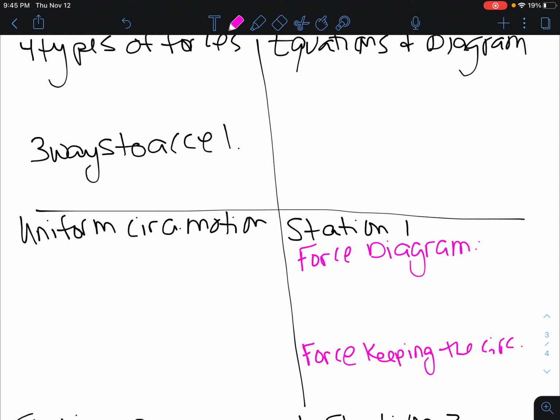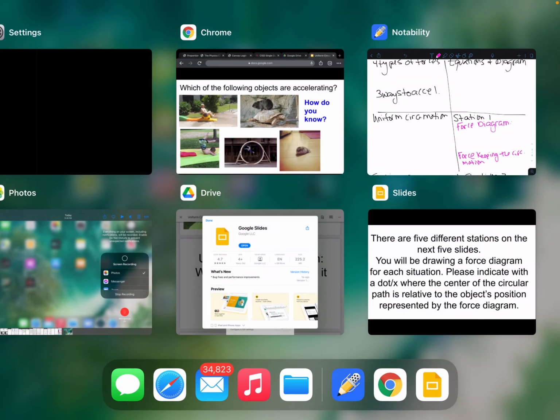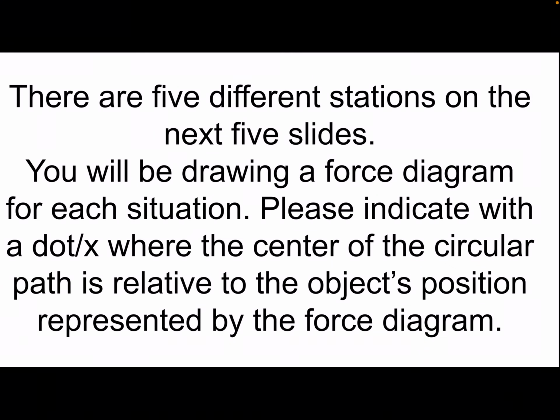This is written down on each slide. So let's look at what that looks like, and then we can go there. Okay, so again, for each of the 5 stations, you'll be drawing a force diagram for each situation. I'm asking that you indicate somewhere where the center of the circular path is relative to the object's position, okay? Because we're going to have some rules on how we're drawing these forces, okay?